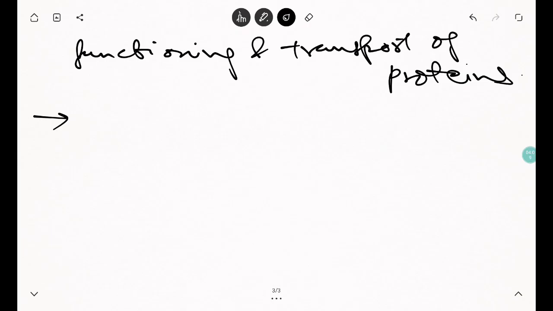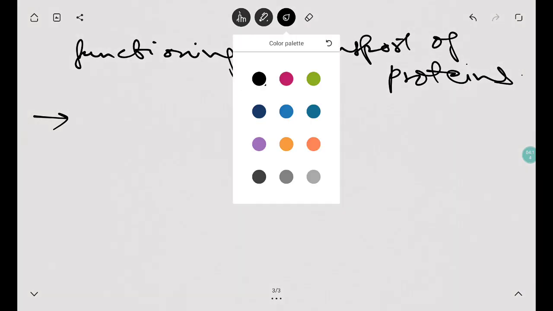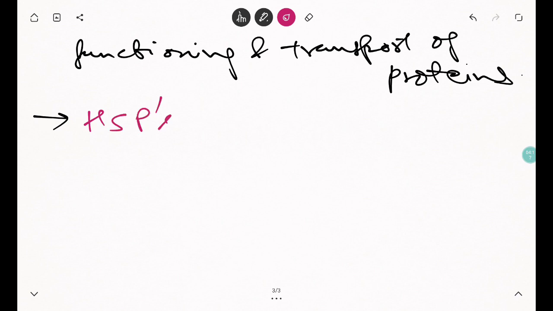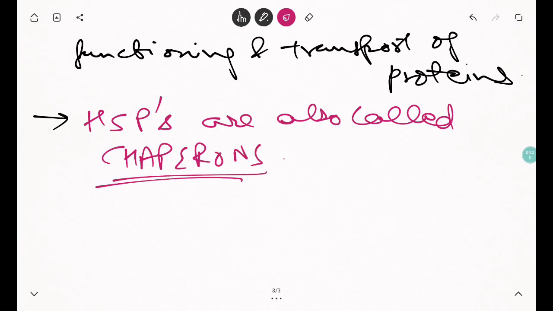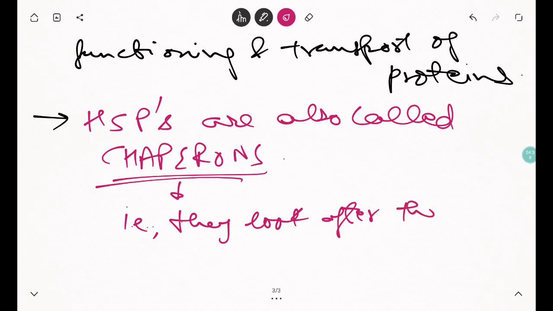So from here HSPs come into play. HSPs are also called chaperones. So let me write here the point. HSPs are also called molecular chaperones. Okay, they function like chaperones. So that is, they look after the proteins. Easy? Okay. So this is the function of HSPs.